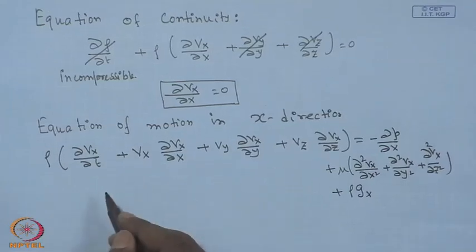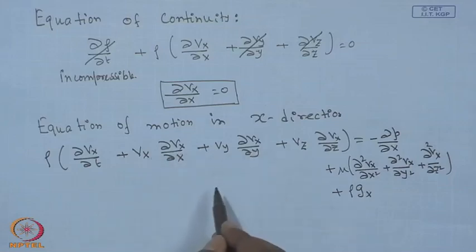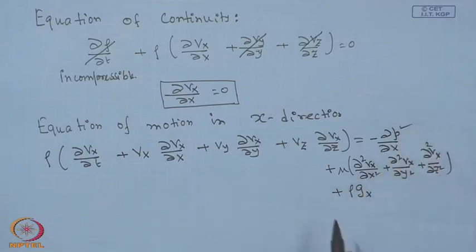So, let us look into the various terms of the Navier-Stokes equation in the x direction and see what these terms represent. The first term on the left hand side represents the transient term or local derivative term. The rest three terms on the left hand side represent the convective term or the inertial term, the inertia of motion. On the right hand side, the first term is the pressure gradient term, and the mu times all these three terms are basically the viscous terms. Plus rho g x is the body force, where g x is the x component of the gravity. So, now let us simplify this equation.